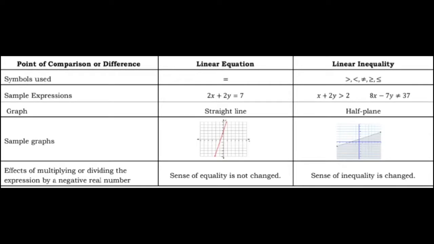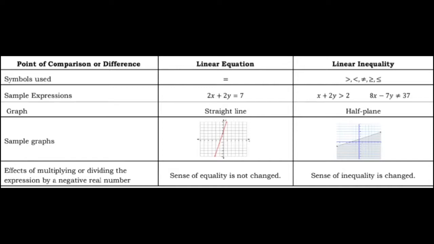Equations and inequalities are two important tools in mathematics. Equations express identity or exactness of quantities, while inequalities imply difference in quantities. Here is a table that will be helpful in comparing and differentiating linear equations and linear inequalities in two variables. The symbol used in linear equations is equal, while linear inequalities use greater than, less than, not equal, greater than or equal to, less than or equal to.